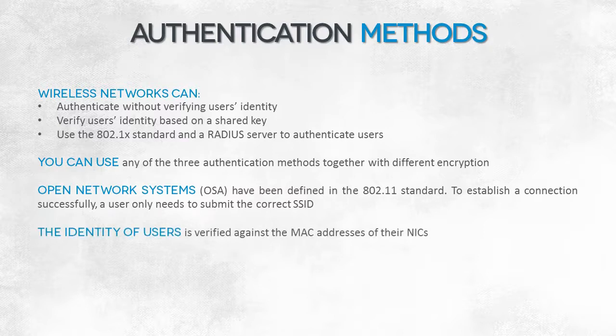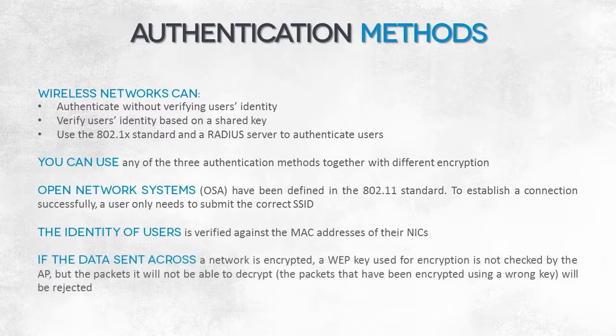In the case of open networks, the identities of users and computers are verified against the MAC addresses of network cards. An open wireless network can also use encryption for transmitted data. WEP is used for this purpose. Open system authentication with WEP key encryption means the validity of the WEP keys will not be verified. Since frames are encrypted with this key, an access point will reject the frames that can't be decrypted.